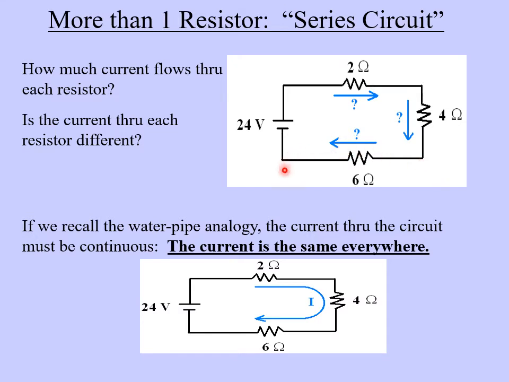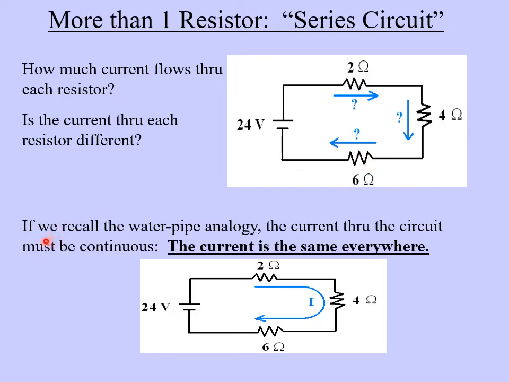So the question here in this example is how much current flows through each resistor. So, in other words, how much current is flowing through this resistor here, how much is flowing through this one, and how much through this one. And the question is, is the current through each resistor different? Well, the first thing we can do here, and notice also in this example, we're given the battery voltage is 24 volts, and we have a 2 ohm, a 4 ohm, and a 6 ohm resistance.